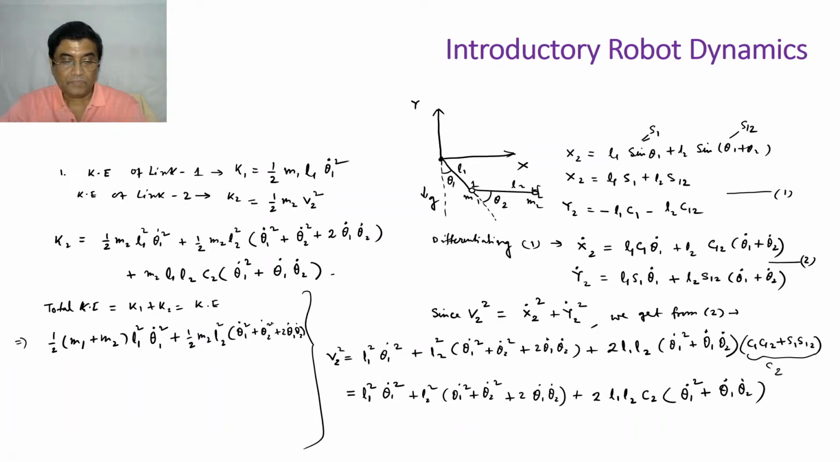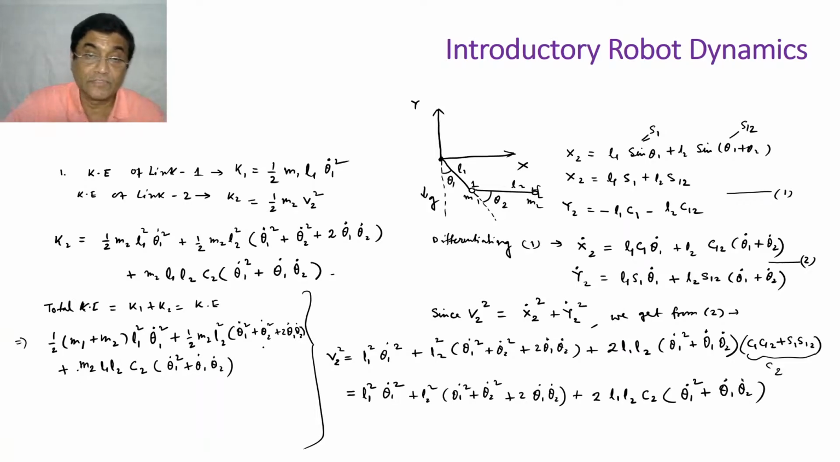So plus m2 L1 L2 cos theta 2 into theta 1 dot square plus theta 1 dot theta 2 dot. So you are also advised to open your notebook and do it with me, so that you will realize it completely and also be able to check my mistake if there is any. So this is the total kinetic energy of this system.